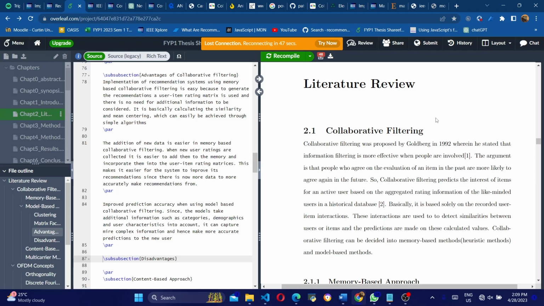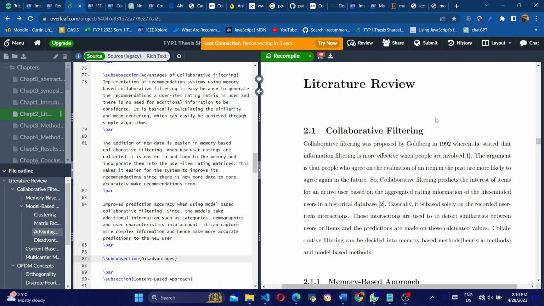As I said, collaborative filtering is an approach to recommendation systems that was proposed by Goldberg in 1992, wherein he stated that information filtering is more effective when humans are involved. The argument is that people who agree on the evaluation of an item in the present or in the past are likely to agree again on the evaluation of another item in the future. Hence, collaborative filtering predicts the interests of items for an active user based on the aggregated rating information of like-minded people in a historical database.